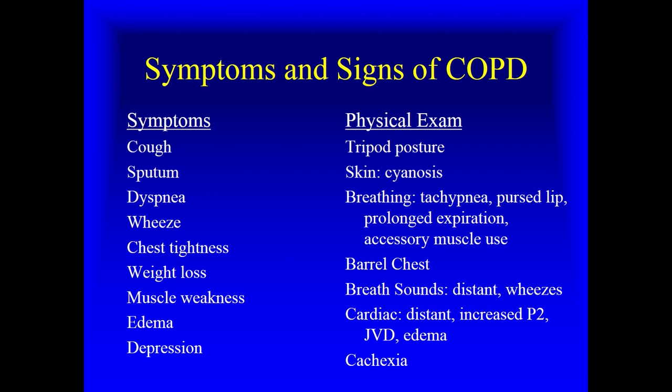On auscultation, breath sounds are distant and wheezes may be heard. As well, the cardiac sounds may be distant. An increased second pulmonic sound may be indicative of pulmonary hypertension, along with jugular venous distension and edema. And in the most severe cases, we may see cachexia or peripheral muscle wasting.